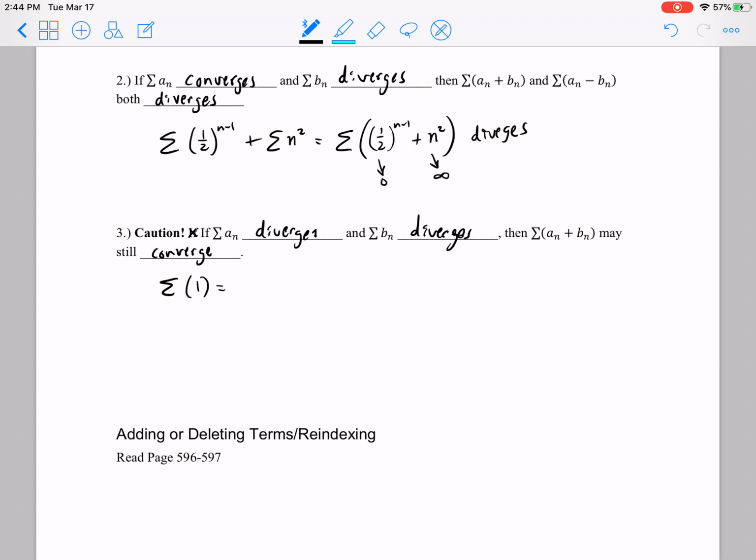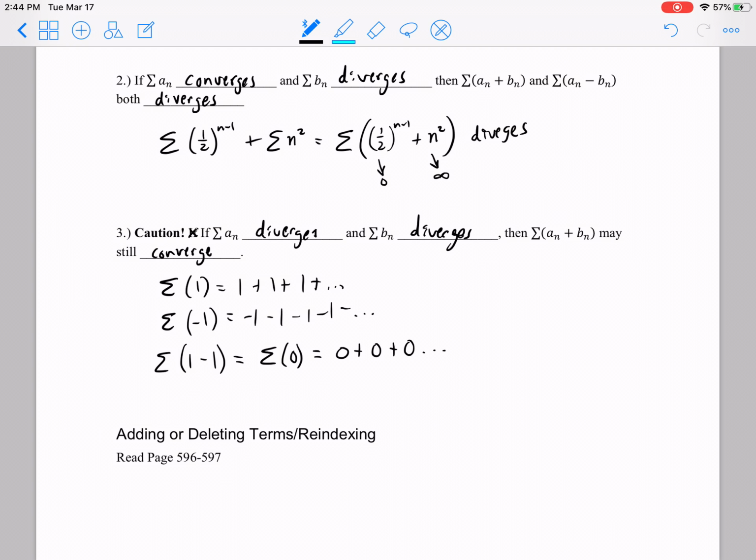So if this is our sum, this is 1 plus 1 plus 1 plus so on and so forth. And this one here is -1 minus 1 minus 1 minus 1 dot dot dot. Well, if we do 1 minus 1, this is the sum. So those were two divergent ones. This is the sum of 0, which is just 0 plus 0 plus 0. And so that one's converging. So the summation of those two diverging series actually converges.